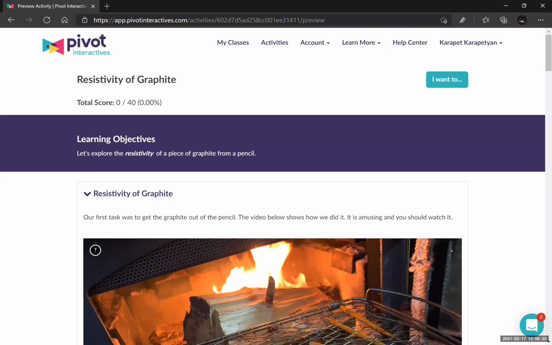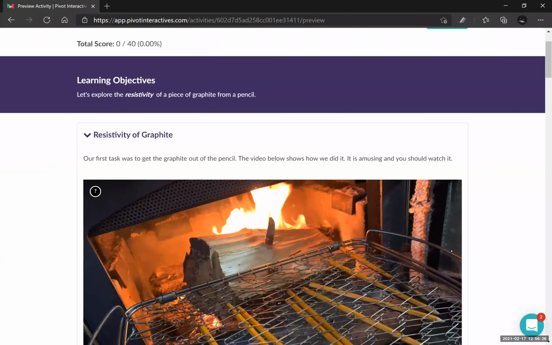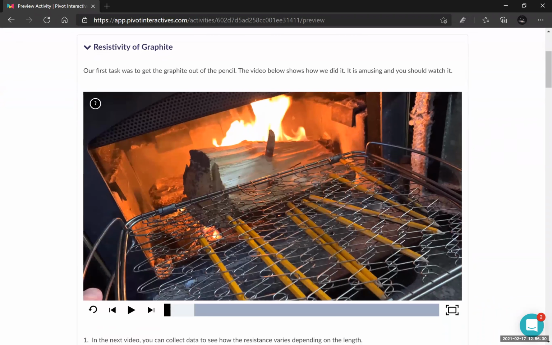Here's the experiment, resistivity of graphite. We're going to explore the resistivity of a piece of graphite from a pencil. Here's a video that demonstrates how we get the graphite out of the pencil. Feel free to watch it. We don't really use anything from here, it's just for your information.